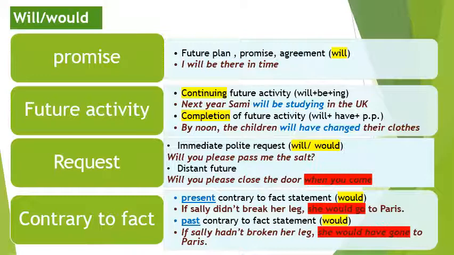As to the past contrary to fact statement, this is the third condition of the if clause, and you usually have the past perfect in the first part, and you have would have and the past participle form of the verb in the second part of the if clause. If Sally hadn't broken her leg, she would have gone to Paris. Okay? I don't think we've got a big problem with the contrary to fact, because if you mastered the if clauses, you don't have any problem here. So that's all for will and would.